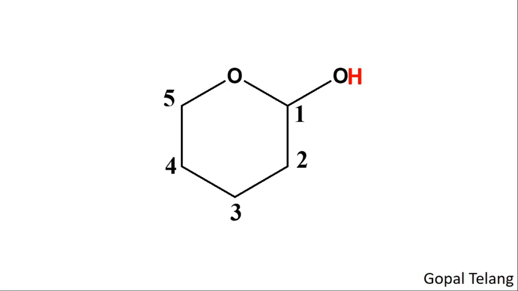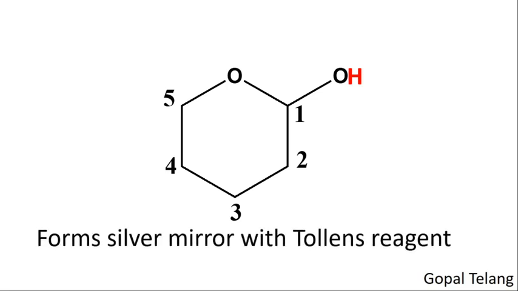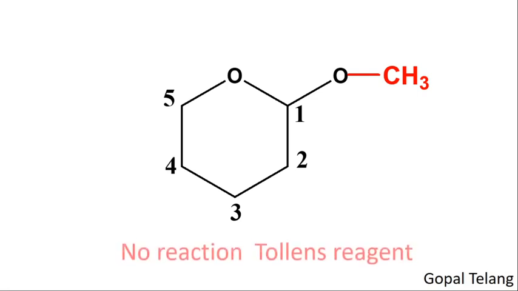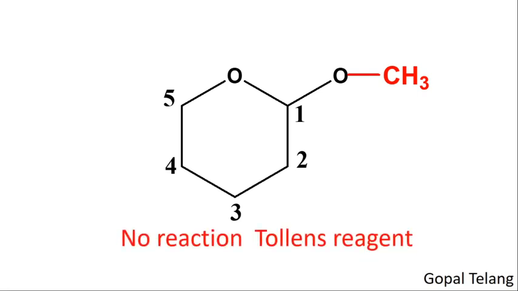Now remember, this hydrogen is important. If this hydrogen is there, then and only then will this bond dissociate and the compound give a positive Tollens reagent test. But if this hydrogen is replaced by an alkyl group, then there is formation of an ether linkage. The ether linkage is not affected by the base and therefore this will show no reaction with the Tollens reagent, and this is an important point now.